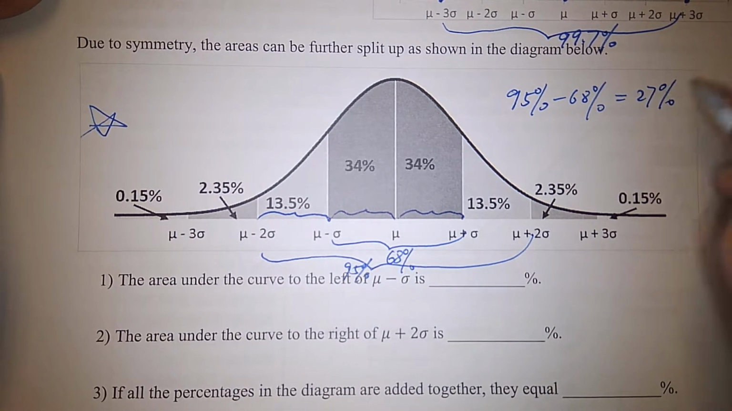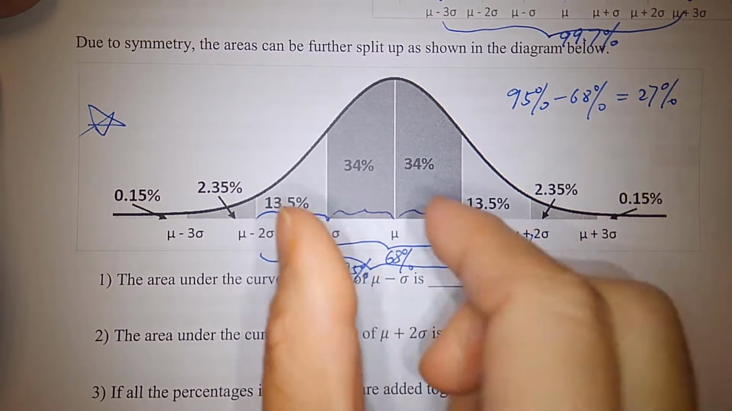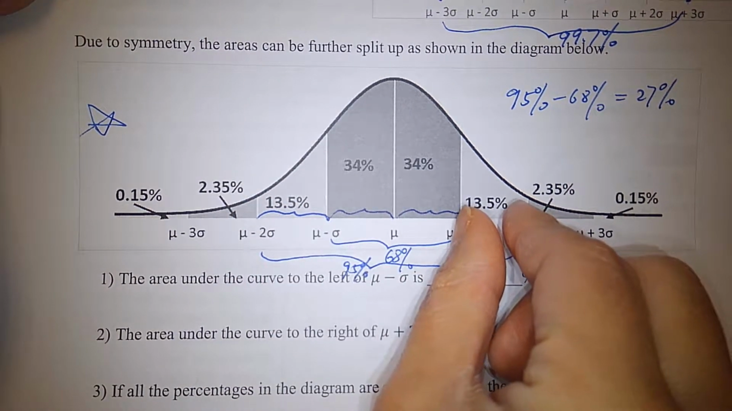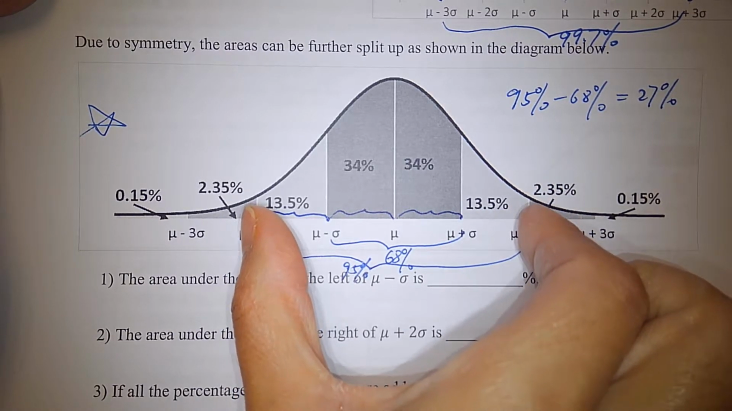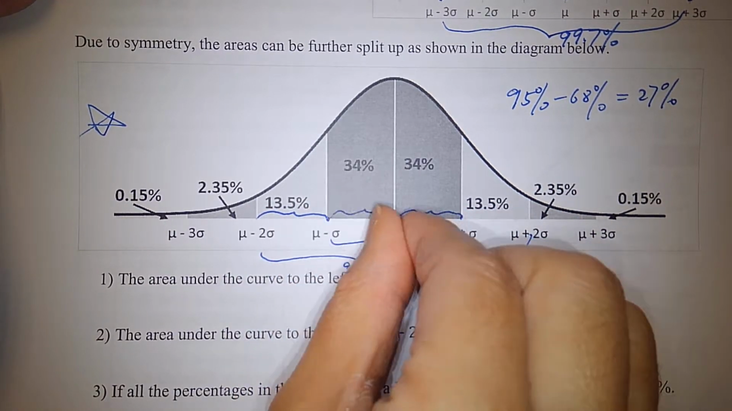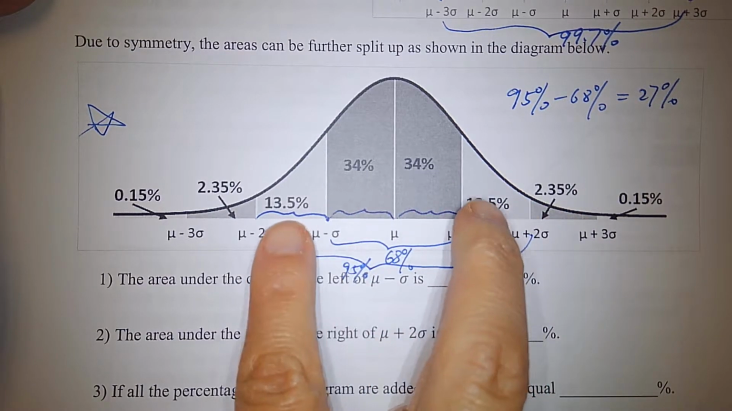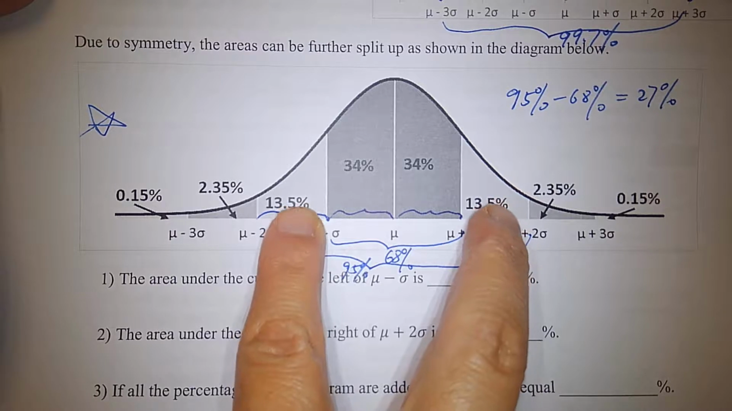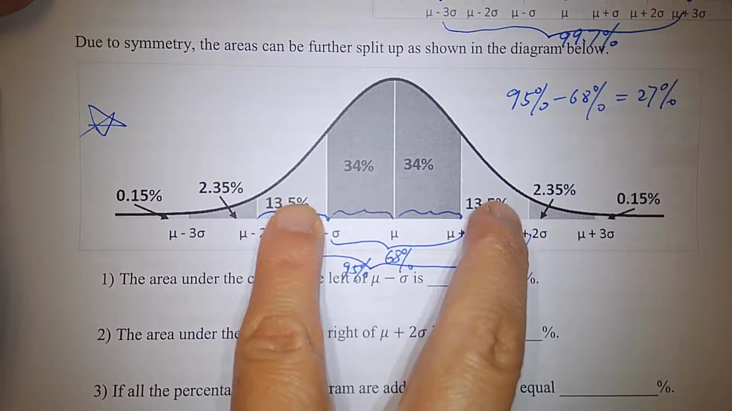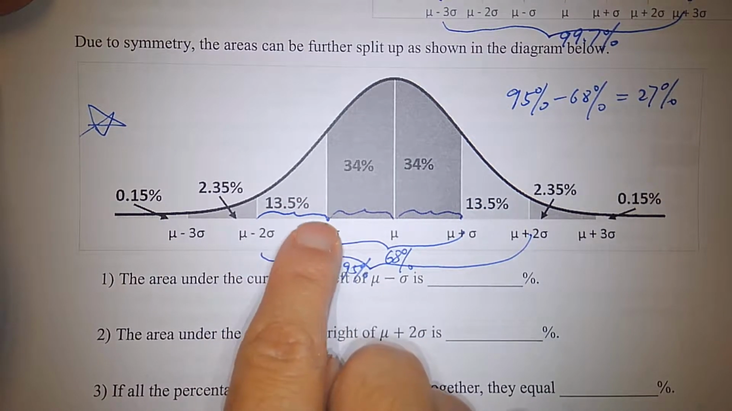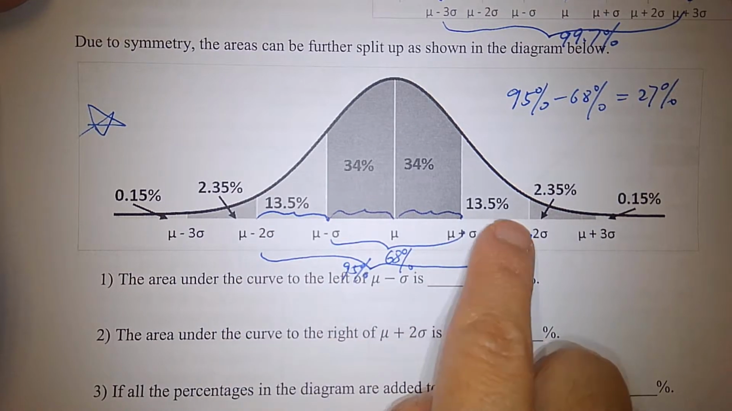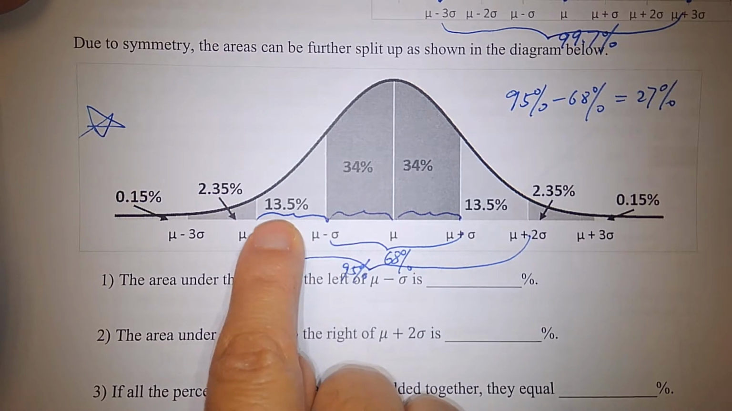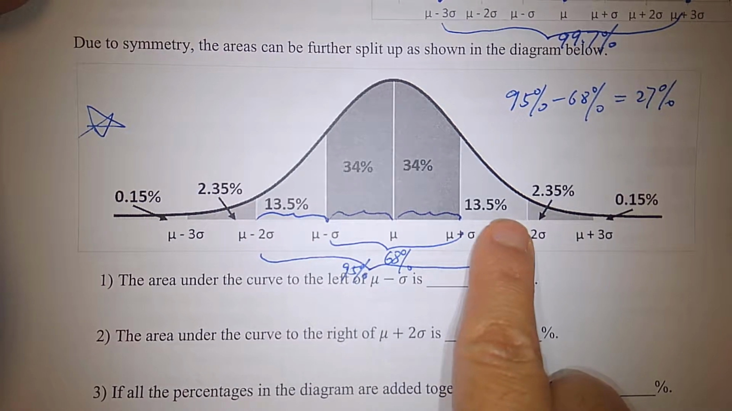27%. This 27% is the sum of these 2 intervals. You agree with that? Because 95 minus 68, the rest of the 2 should be these 2, right? In total, 27%. So cut 27% in half. Each interval should count for what? 13.5%. Do you see this? Okay, so that's how we get 13.5, 13.5.